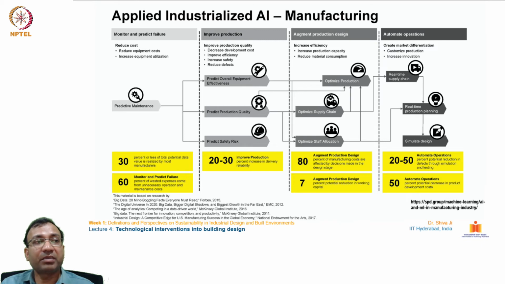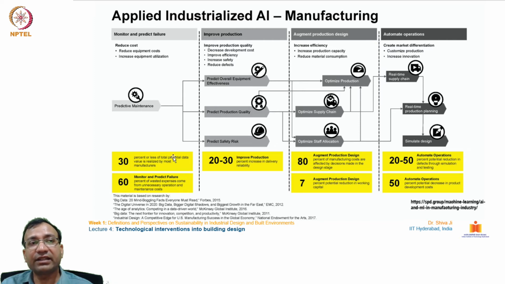Coming down to the next part, this is a model given over here for applied industrialized AI in the manufacturing sector. We will discuss one by one. So this is divided into four columns. So you can see over here. The first one belongs to monitoring and predicting failure. Second is improving production. Third is for augmenting production design. Finally, automating operations.